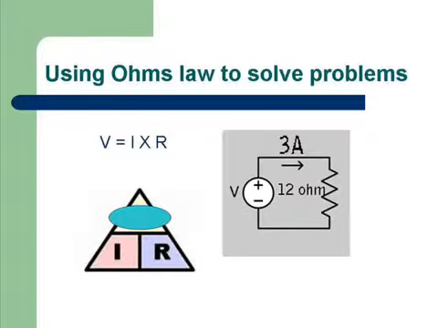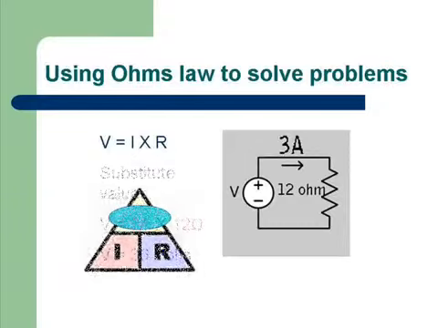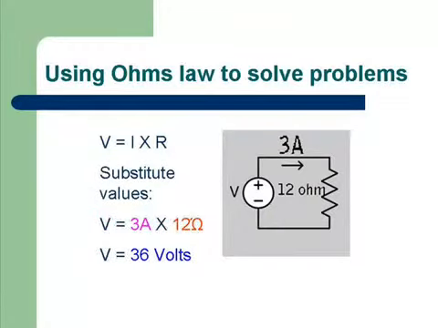What we do is we cover the V, and this reveals using the triangle that the formula is I times R. So we write the formula down, and then the next step is to substitute the values in. As we can see here, we substitute the current of 3 amps and the resistance of 12 ohms, and using our calculator we find that the voltage is 36 volts.